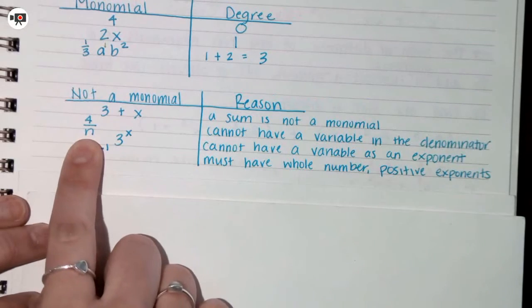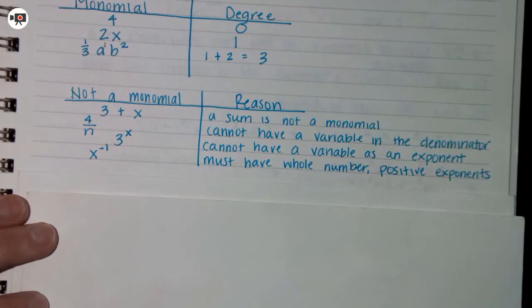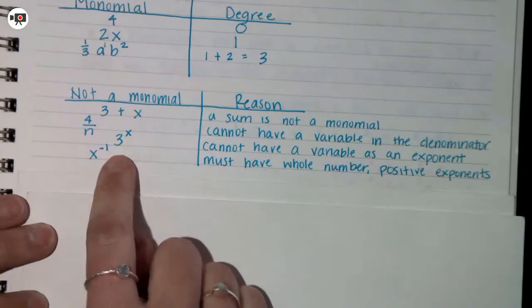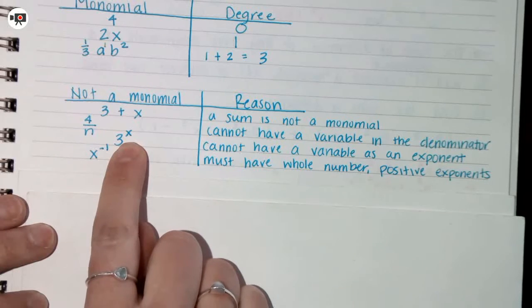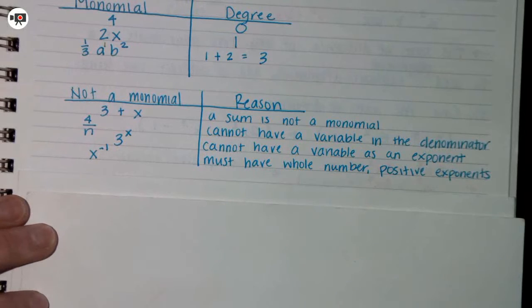4 over n is not a monomial because we cannot have a variable in the denominator. 3 to the power of x is not a monomial because we cannot have the variable as an exponent. And x to the negative 1 power is not a monomial because the powers must be positive whole numbers.